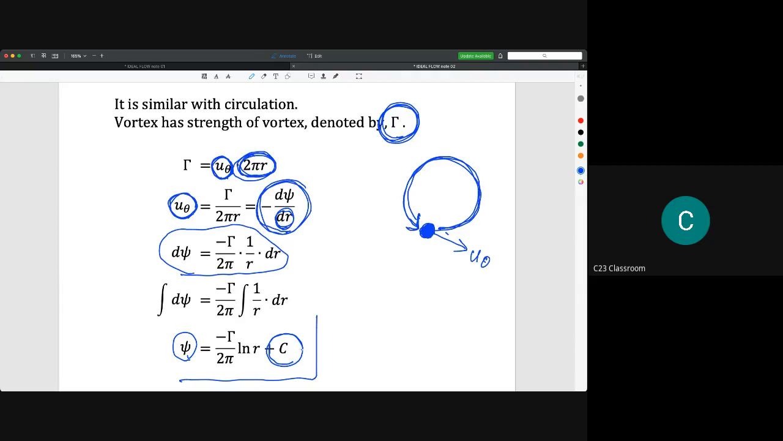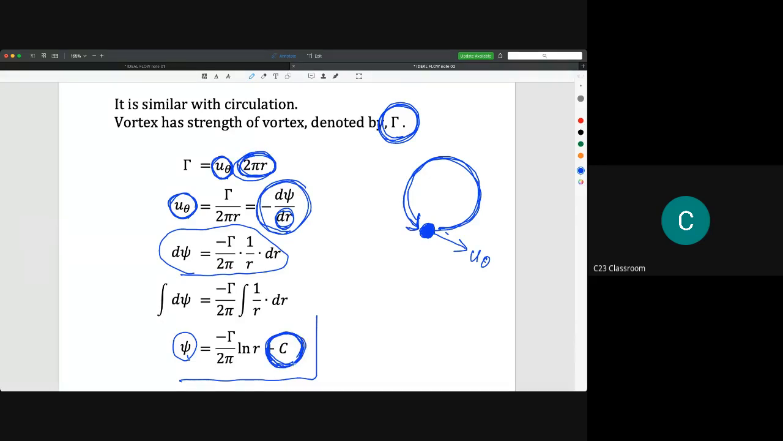However, for vortex, you need to calculate what the value of c is. I will explain that later. Just bear in mind that for calculation in vortex, you need to calculate the value of c. For other calculations, you just assume that the value of c will become 0. Okay, now we need to determine what the value of c is.